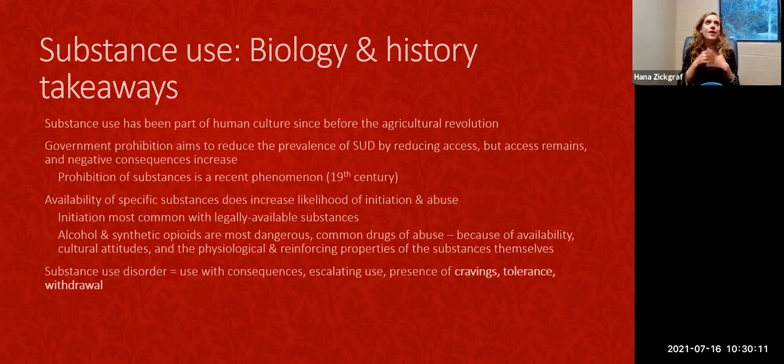And the rationale for it is that there is a relationship between how available certain substances are and how likely it is for people to use and abuse those substances. Initiation is most common with the most available substances, which in the United States right now is alcohol. In terms of the most dangerous substances, alcohol and synthetic opioids are by far the most dangerous substances that we use today. Alcohol is dangerous because of how available it is and how normalized heavy use is, so cultural attitudes, but also because of the physiological and toxic effects that it has on the body.